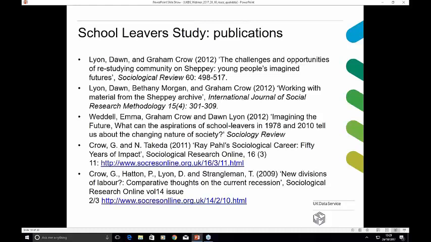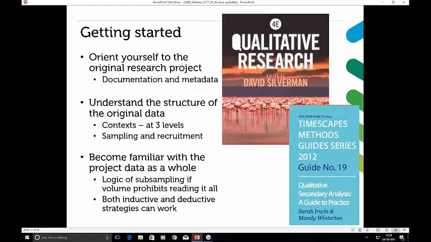Okay, so we've covered different types of reuse projects you can do, but what about actually getting started doing secondary analysis with qualitative data? Well, as with quantitative data, the first thing you'll need to do is orient yourself to the original research project. I think the main point to make here, which again is very much the same as reusing quantitative data, is to not underestimate the amount of time it will take to get acquainted with the data set. There may be multiple levels of context to get through in order to really understand the data.